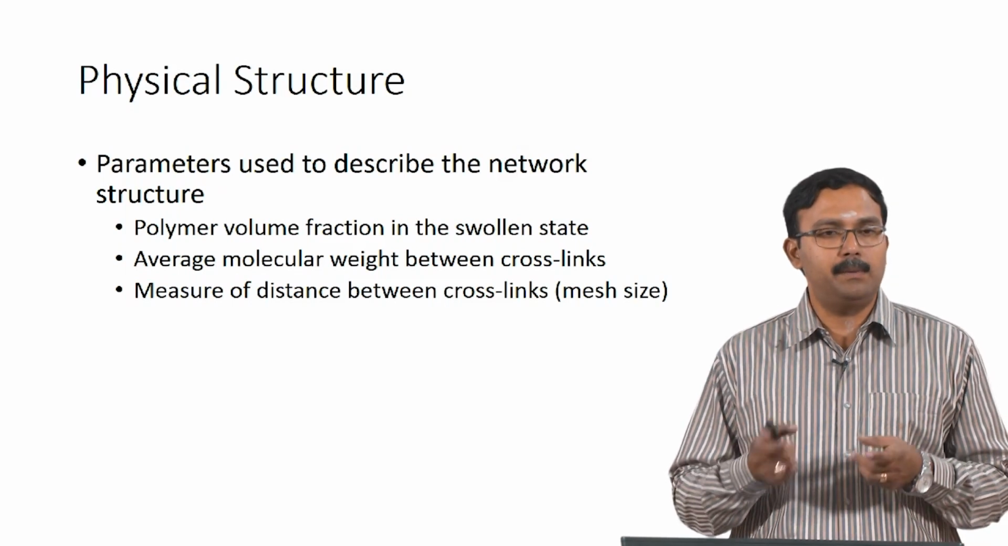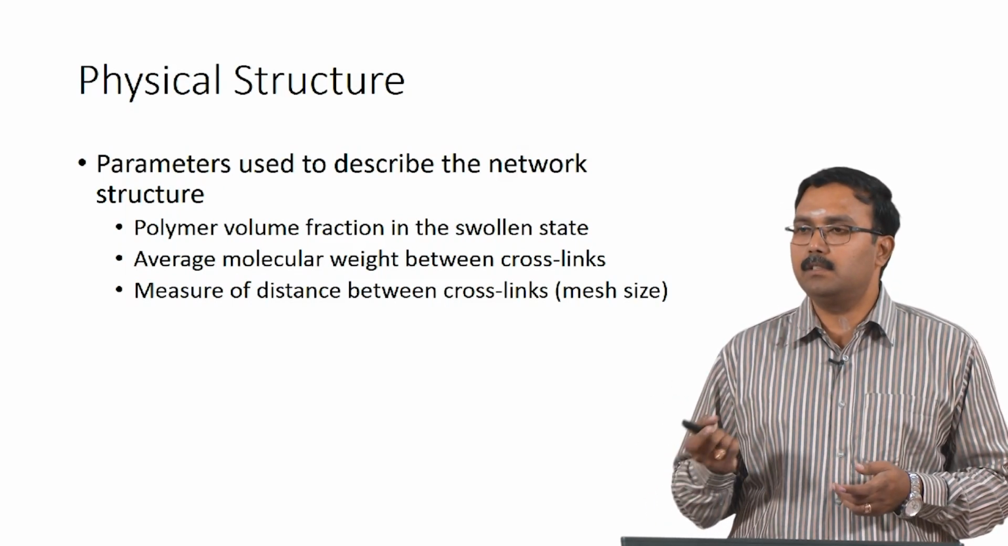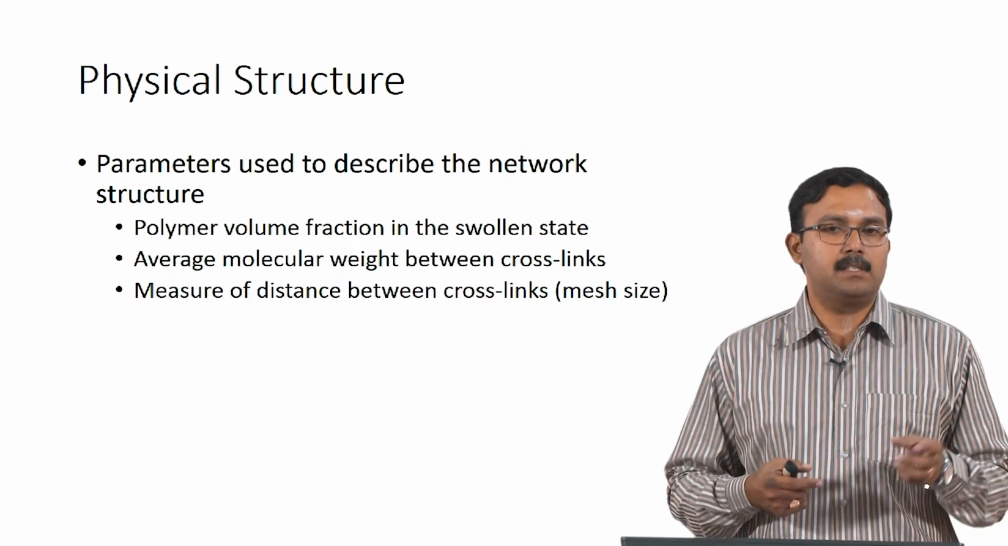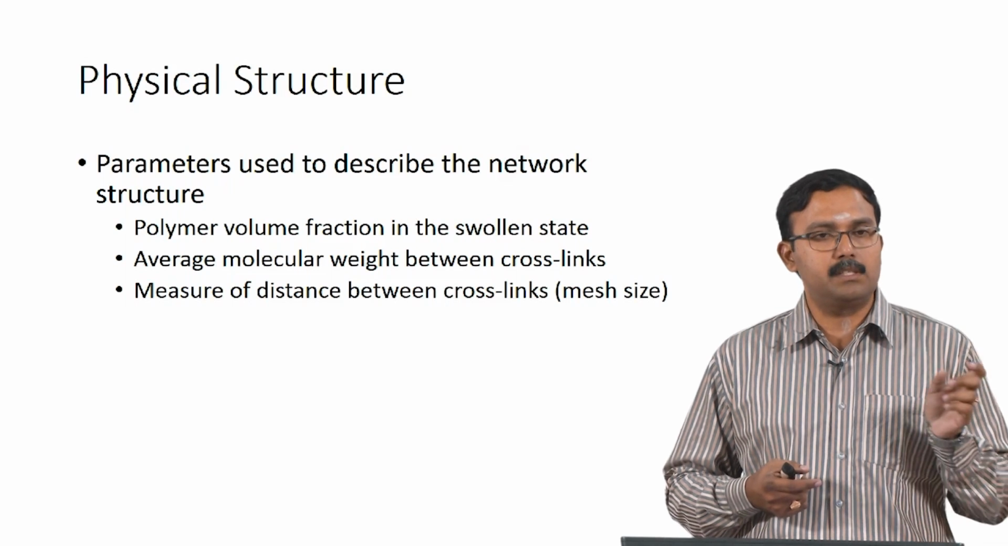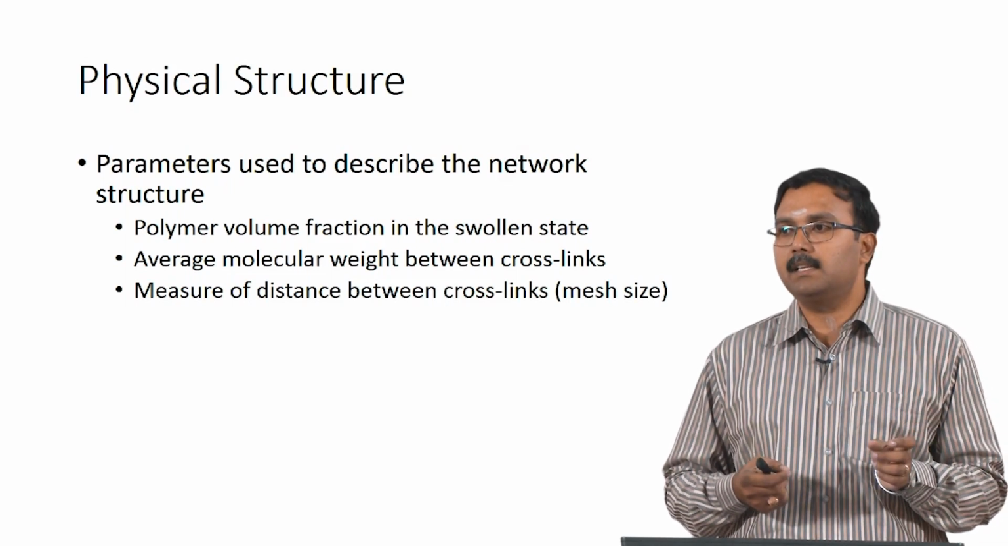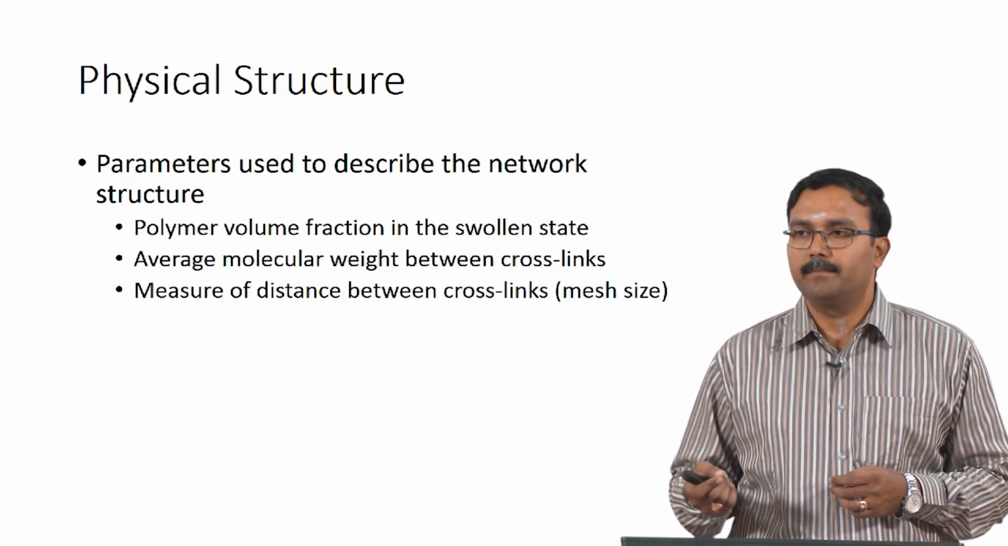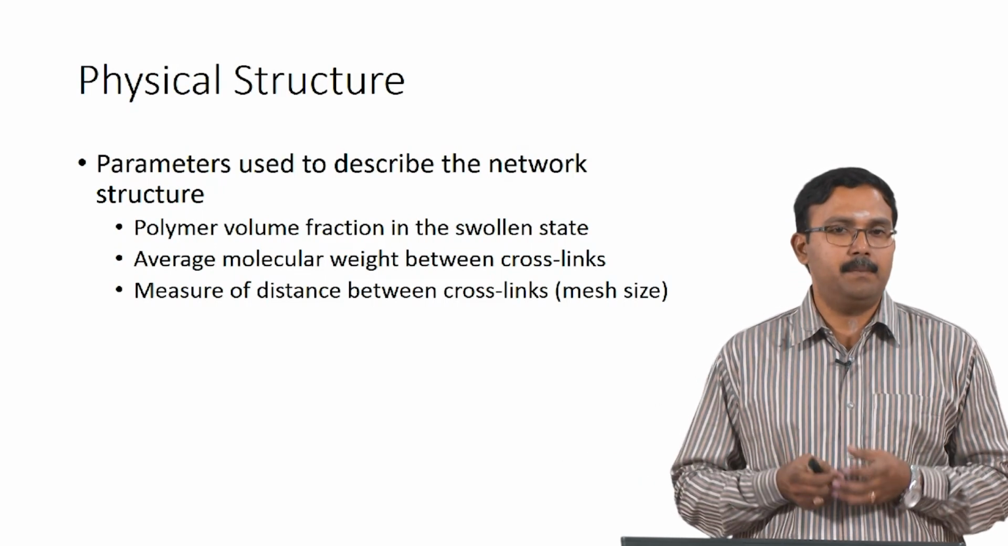Average molecular weight between the cross links is another parameter which is used to define the density of cross linking, and the other aspect is the measure of distance between the cross links, which is the mesh size. This will help us in understanding what solutes can pass through the hydrogel and what cannot. Okay. So, these are the parameters which are used.